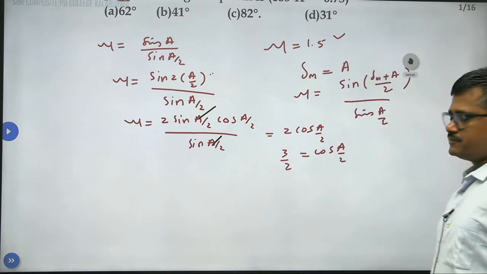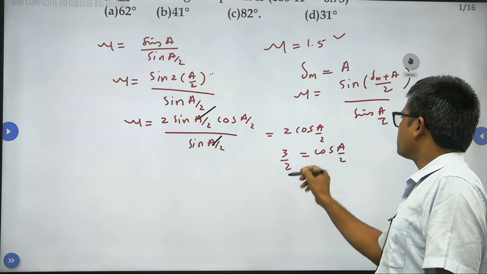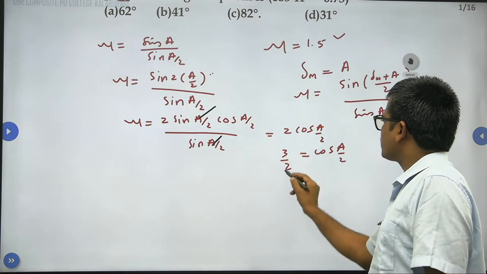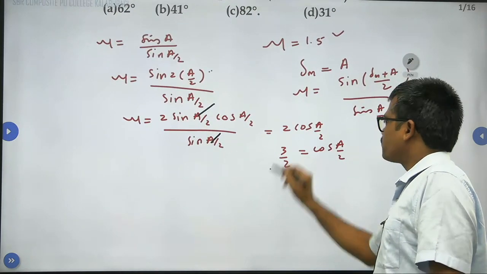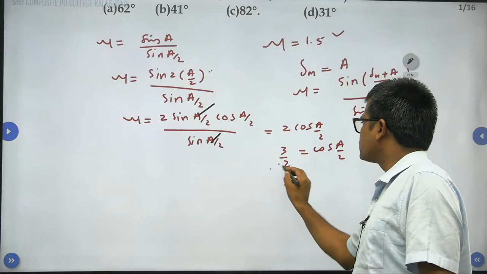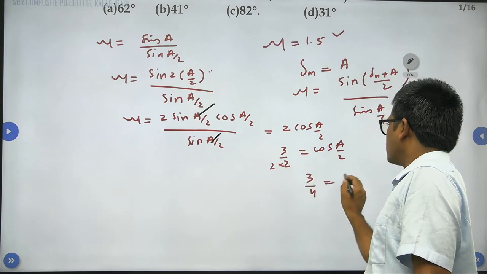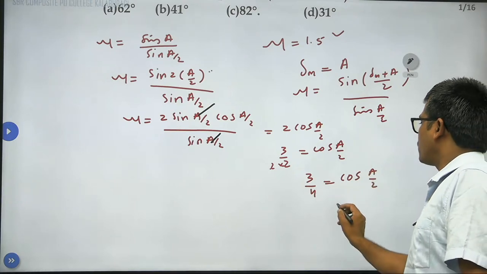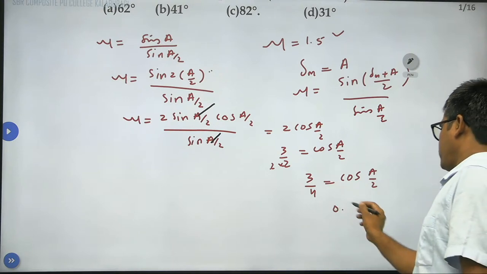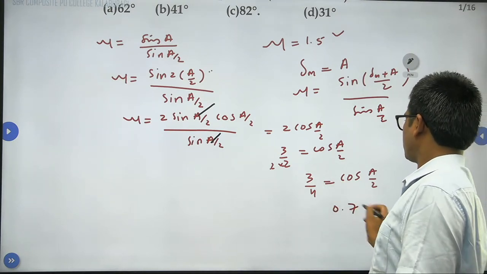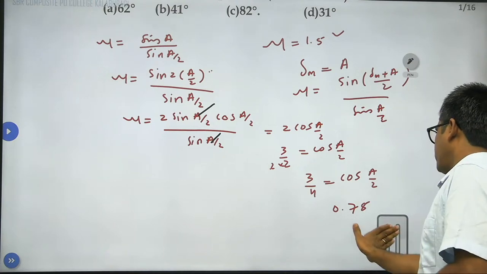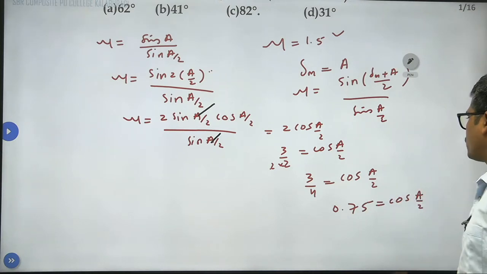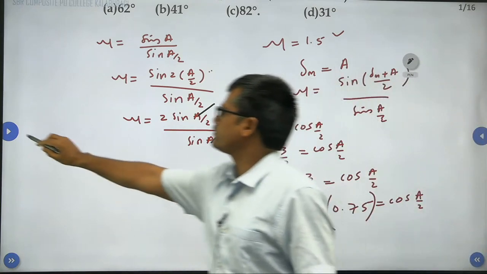Okay, see here. What is 3 by 2? This is 1.5, no? This 2, if I take it to the other side, it will be into 2 also. So 3 by 4 is equal to cos of A by 2. What is 3 by 4? 3 by 4 is definitely 0.75. So 0.75 is equal to cos of A by 2.